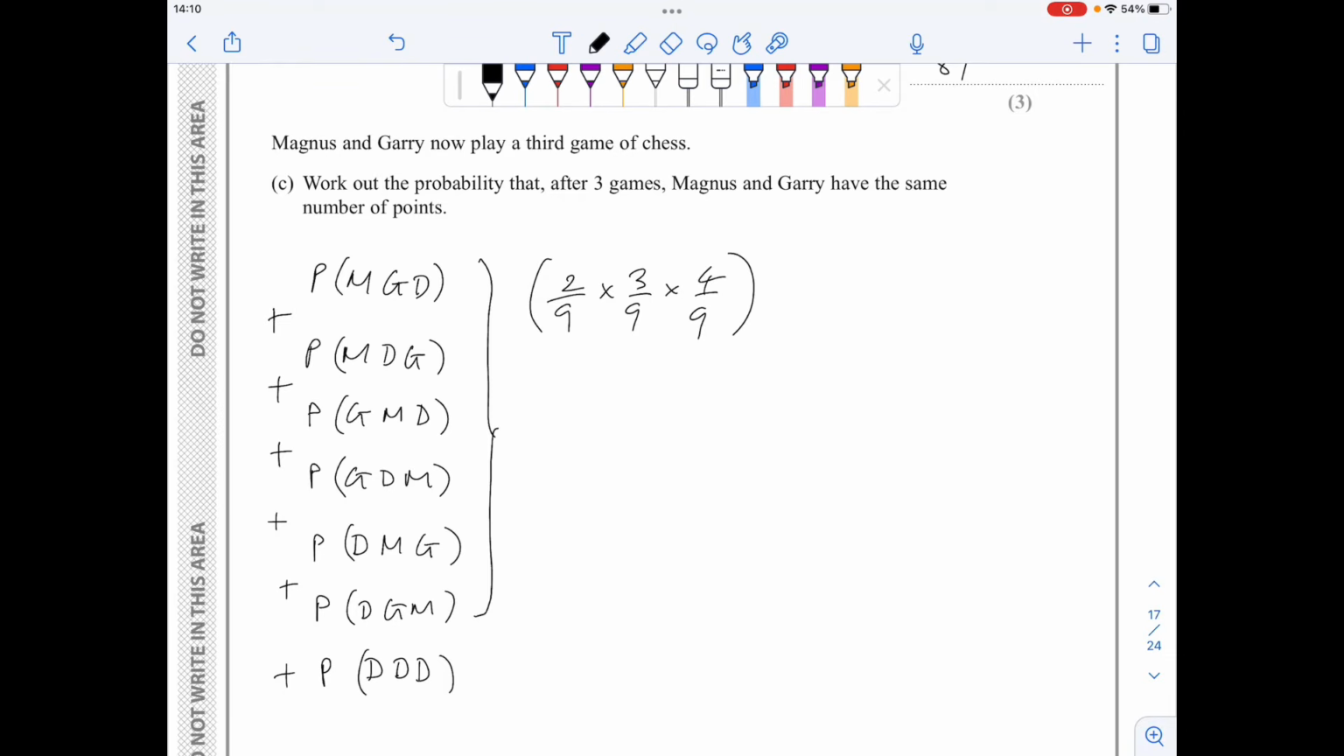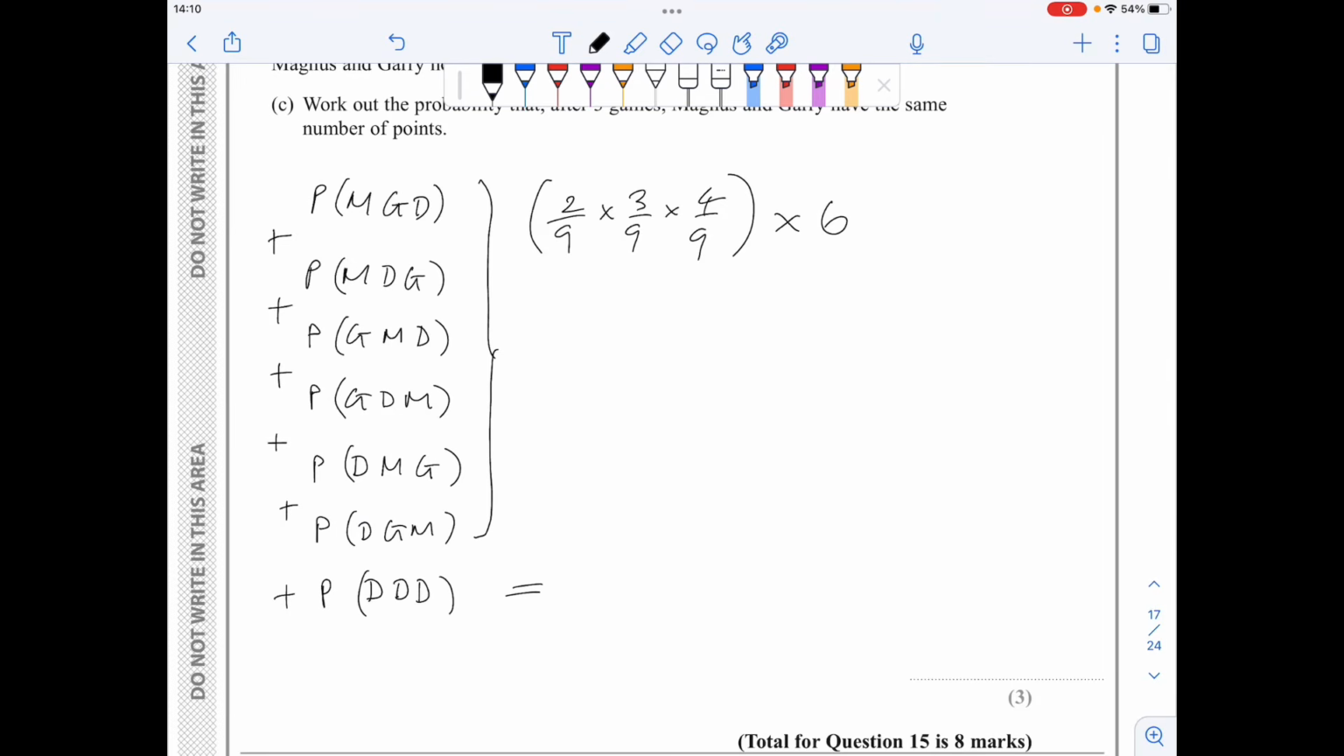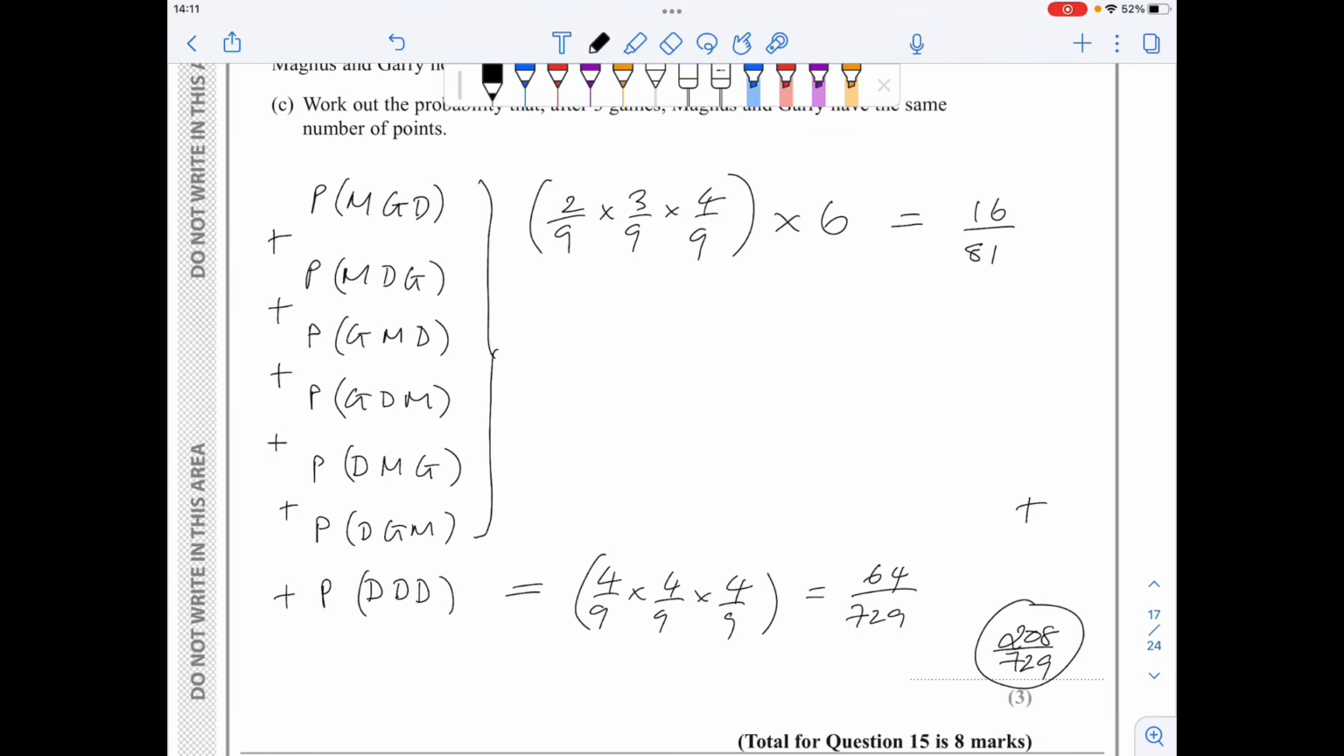So I have this number times 6 combinations, and then for the last one, that's 4/9 times 4/9 times 4/9, and then I'm going to add these 2 results. The first combination gives 16/81, that's for all 6 of them, and the second one gives 64/729, and if you add these 2 numbers, you get 208/729, which is the final answer.